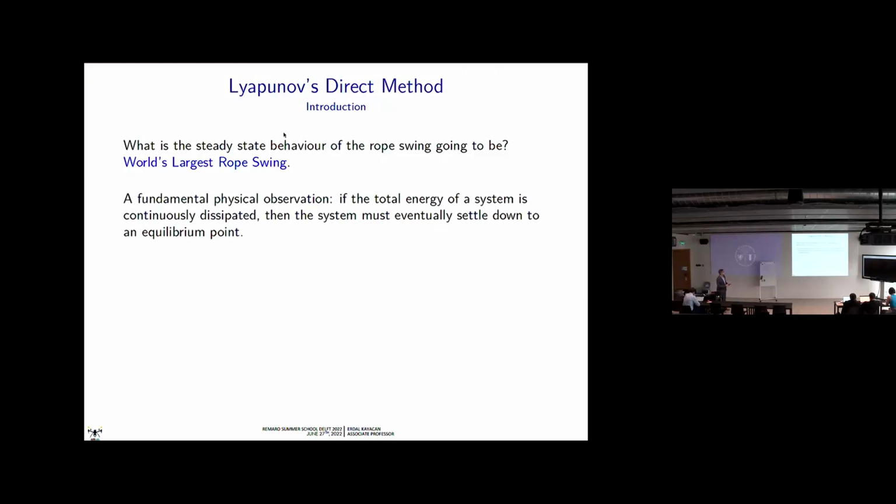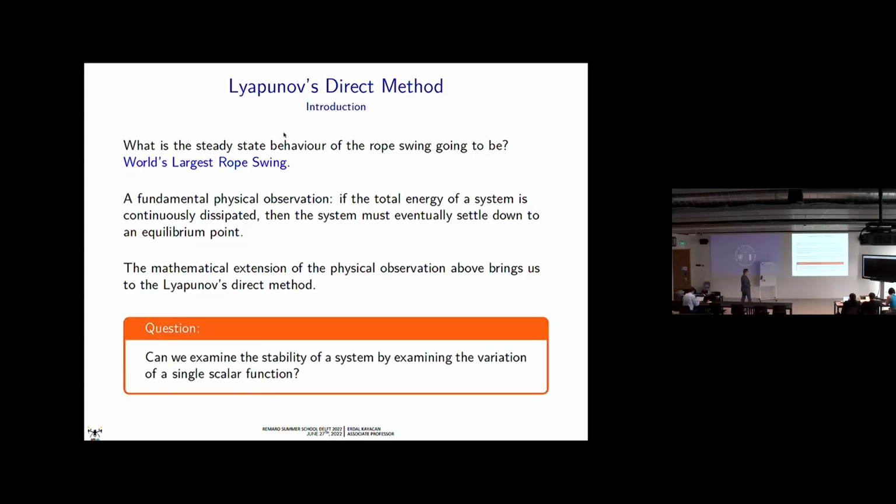Yes. So the fundamental physical observation is this. If the total energy of a system is continuously dissipated, then the system must eventually settle down to an equilibrium point. So if I'm sure that the energy is being dissipated over time, I'm also sure that it will settle somewhere, right? So I'm sure about this physically. And the mathematical extension of this physical observation is Lyapunov's direct method. Not indirect, but direct method.